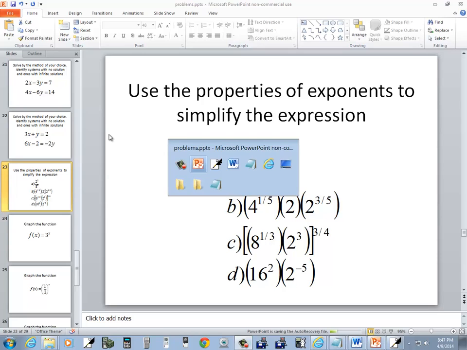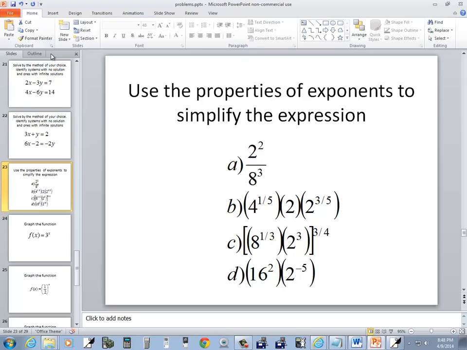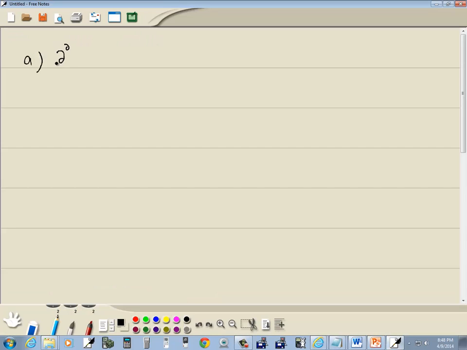Let's take a look at this problem. We got 2 squared over 8 to the third. In order to use one of our properties, these both have to be the same number to a power. We can easily rewrite the 8 as 2 to the third. So we got 2 squared over 2 to the third power. That 3 right here carries down as the exponent. We're just rewriting the 8 as 2 to the third.